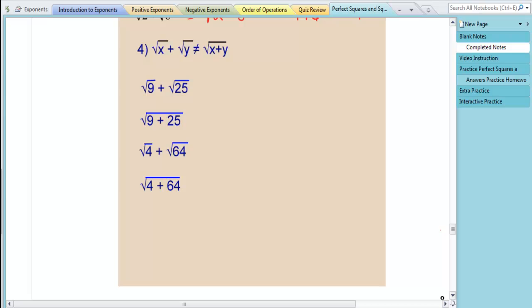Now addition is a different case. With addition, we cannot take the square root separately, then add and have that equal adding and then taking the square root. They will not equal the same thing, okay? So let's look at some examples. What's the square root of 9? 3. Square root of 25? 5. What's 3 plus 5? 8. Okay? So now let's look at the next example. 9 plus 25, what does that equal? 34.